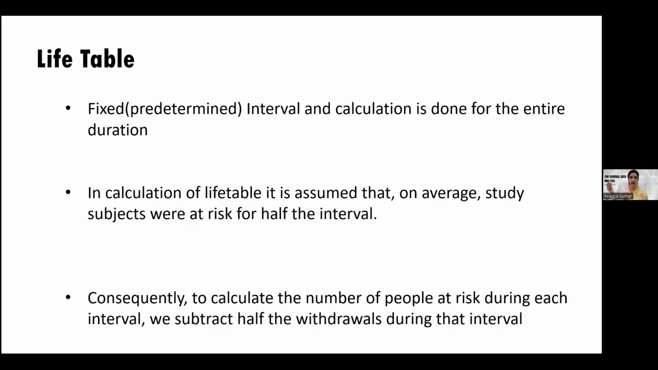period. In the calculation of a life table, for individuals who are censored, because you do not know the exact time, you are calculating it for the entire period. So the exact time you are not taking. One assumption you take is that at least those individuals were there with you for half of the follow-up time. Therefore, we will see in the table that to calculate the number of people at risk during each interval, we subtract half the withdrawals during the interval. That we'll see.